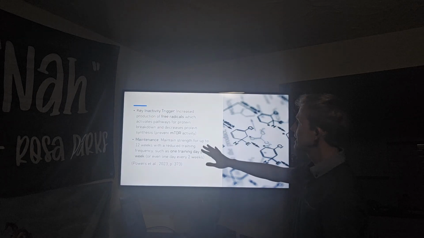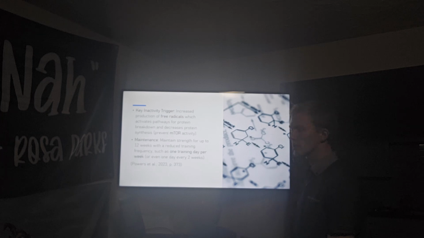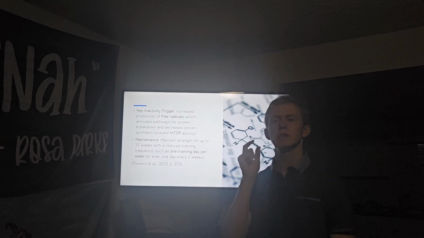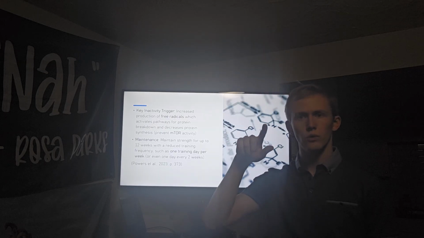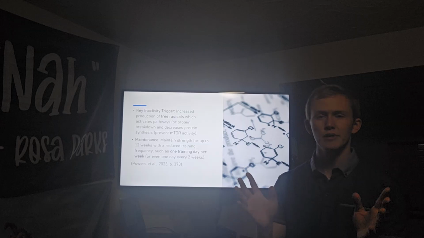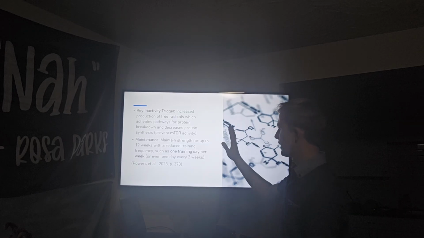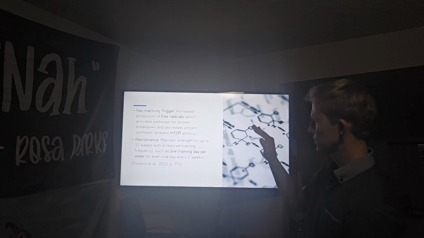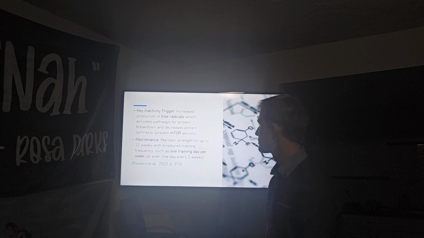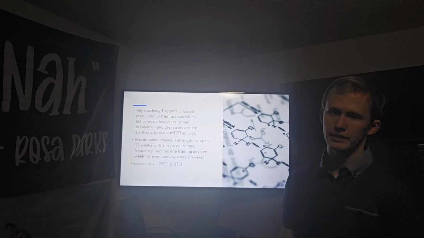So some key inactivity triggers: increased production of free radicals. Free radicals are essentially just molecules that are missing an electron, so their valence shell, that outer shell of electrons, is trying to steal electrons from other molecules to be happy. That's what free radicals are, which activates pathways for protein breakdown and decreases protein synthesis. And so it prevents the mTOR activity, and I'll talk about that on the next slide.